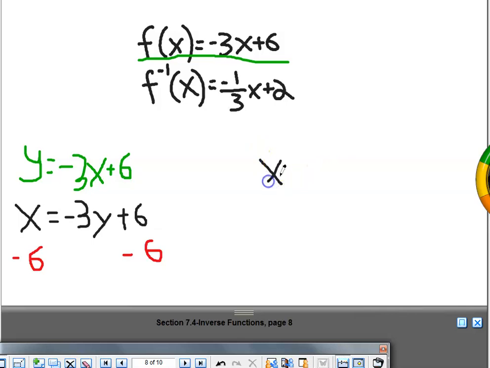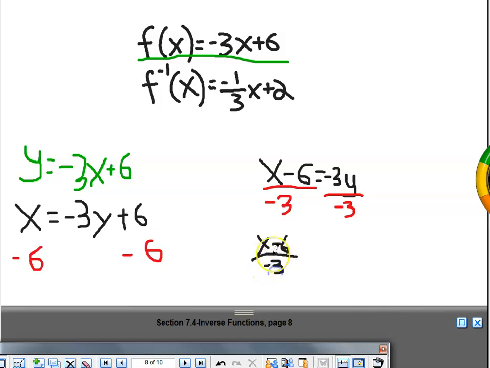So I have x minus 6 equals negative 3y. And what do I do? I divide both sides by negative 3. Now, when I divide by negative 3, you're like, Mr. Faust, this thing I found, x minus 6 over negative 3, doesn't match this. So they can't be inverses, right? Not quite. Watch. What's x divided by negative 3? Well, that's negative 1/3 x.